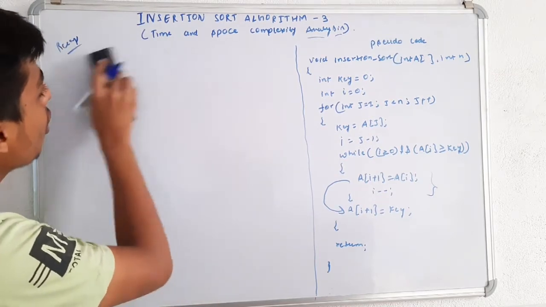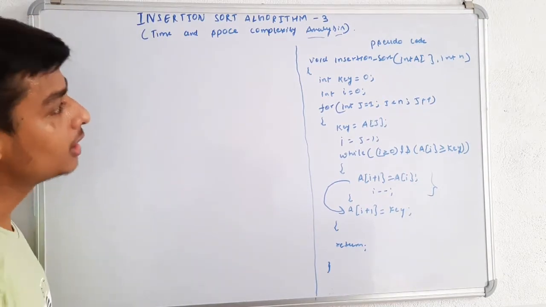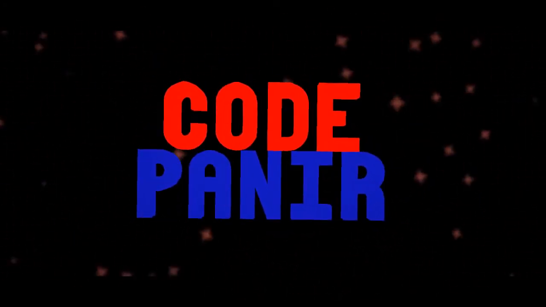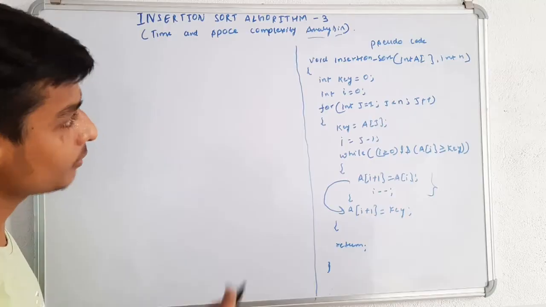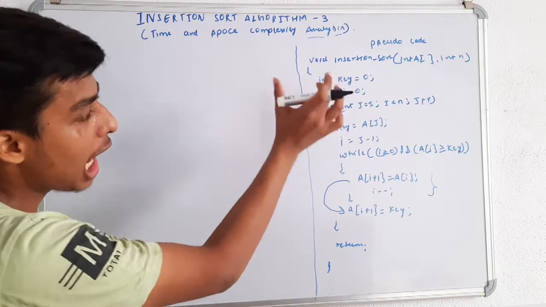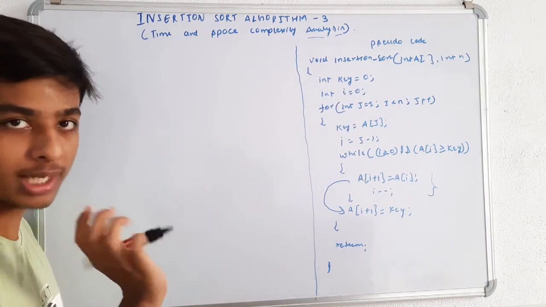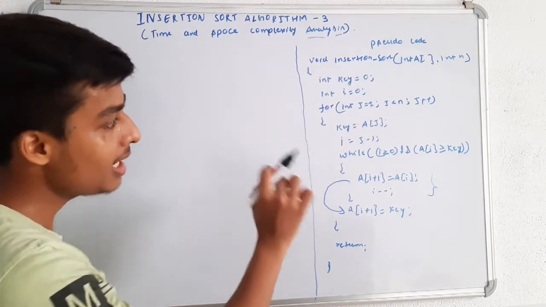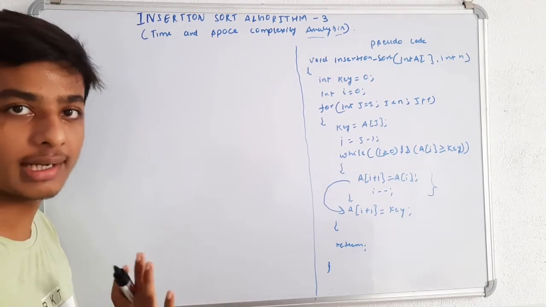Now let's go on to the running time and the space complexity analysis for this. So if you see here, how many times will this function be called in order to sort the array? Only one time. That means once you call the insertion sort algorithm for the array A, then after the execution of this function, you will get the sorted array, right?